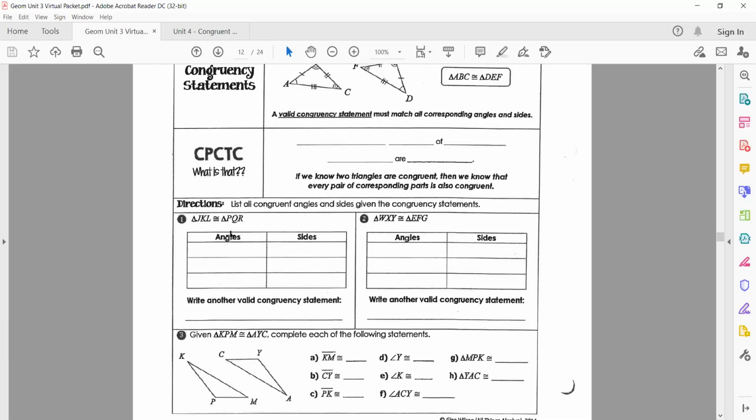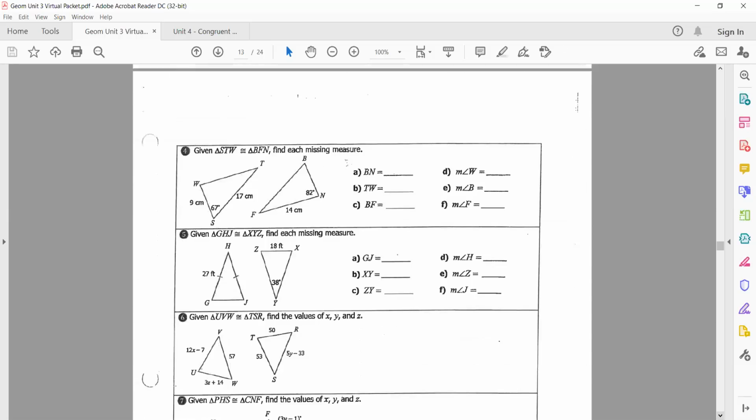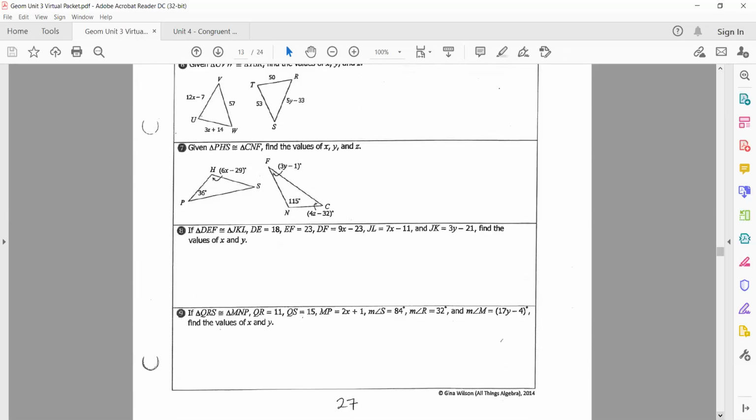So if it's asking you to identify the congruent angles, angle J is congruent to angle P, angle K is congruent to angle Q, angle L is congruent to angle R, because they're in the same position in the congruency statements. First to first, second to second, third to third. You can do the same thing with sides. All the rest of that next page is more of the same.